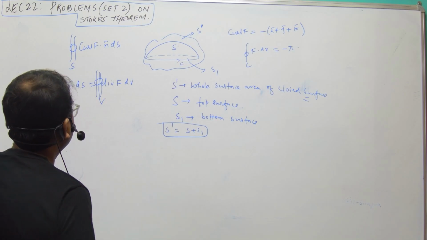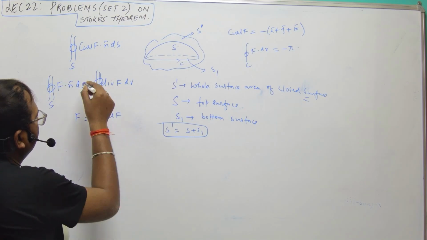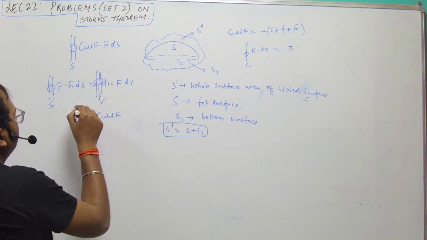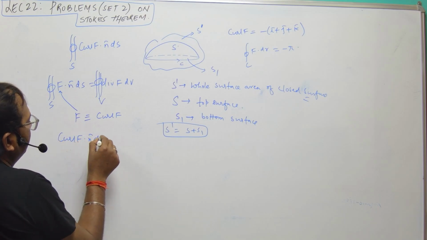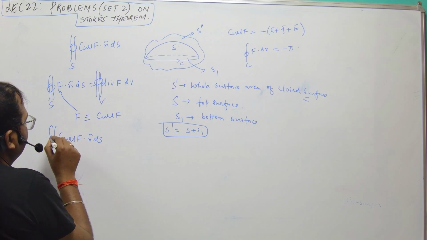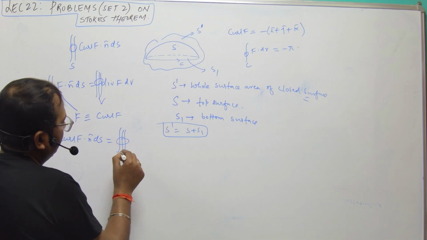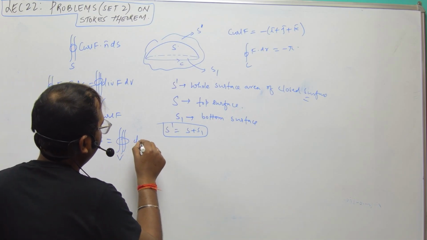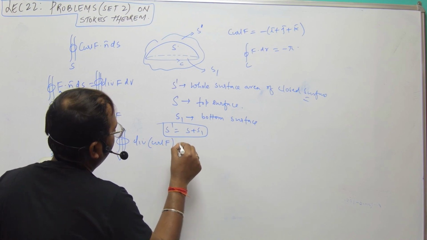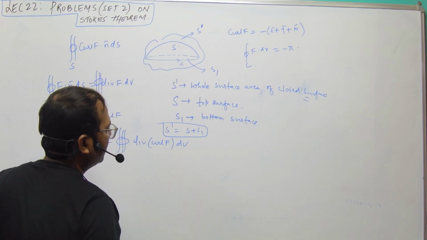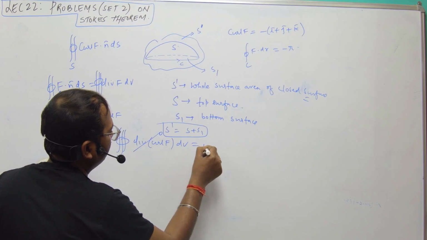Now let us replace f with curl of f. So the surface integral of curl of f dot n cap ds along the surface S is equal to the volume integral of divergence of curl of f dv. And from the vector identity, divergence of curl of f is 0. So this is straight away equal to 0.